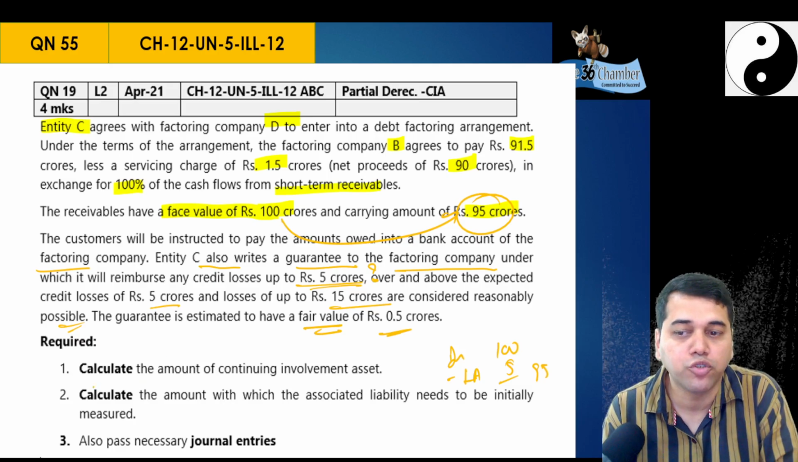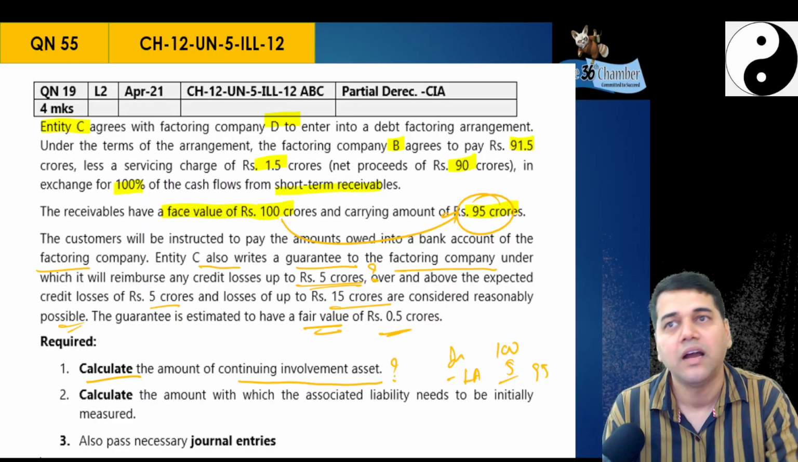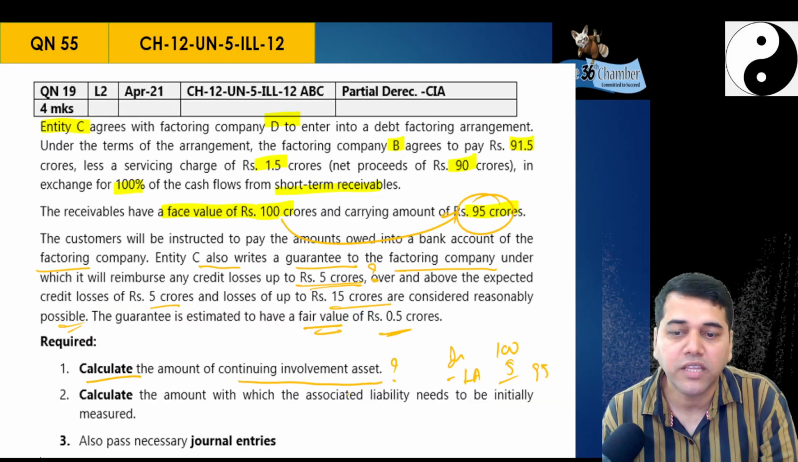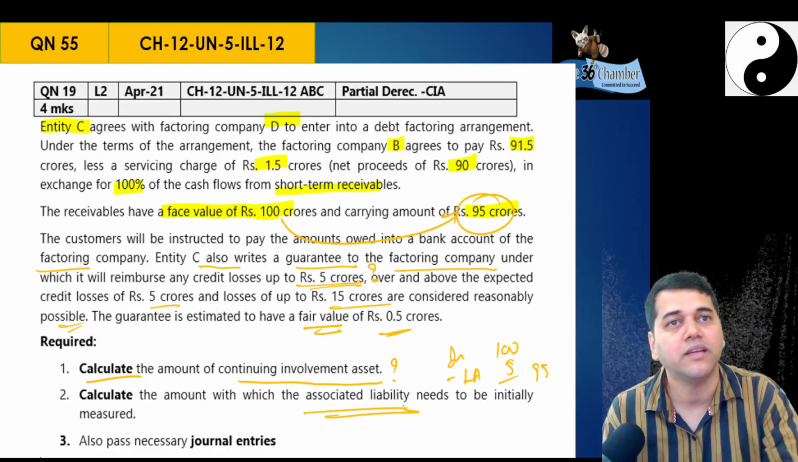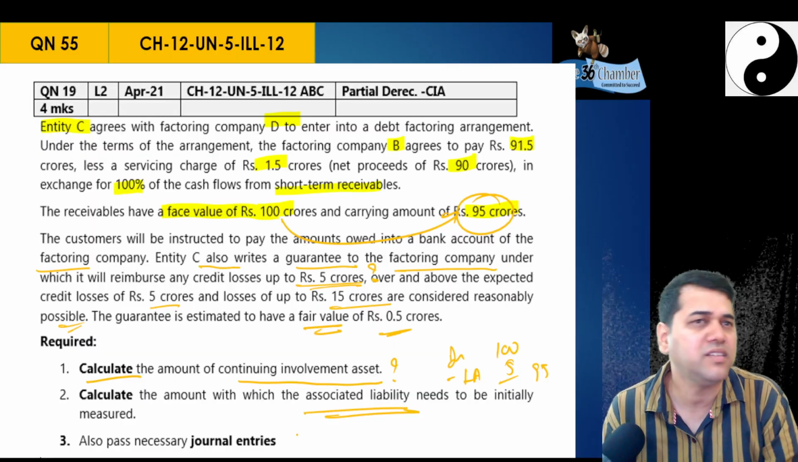Now what am I supposed to do? Calculate the amount of the continuing involvement asset. Simple: higher of the book value or the guarantee amount. Calculate the amount of the associated liability: guarantee amount plus fair value of the guarantee. Pass the journal. Okay, so we will do this.